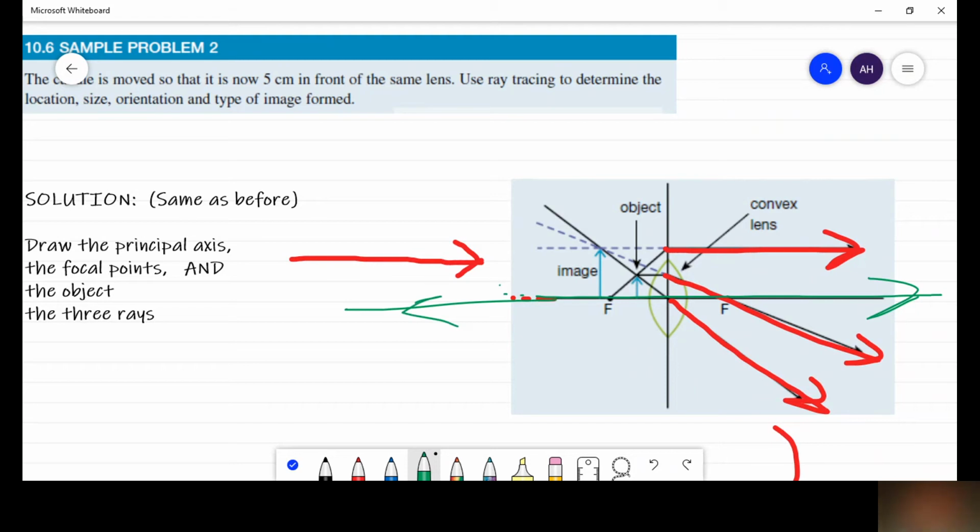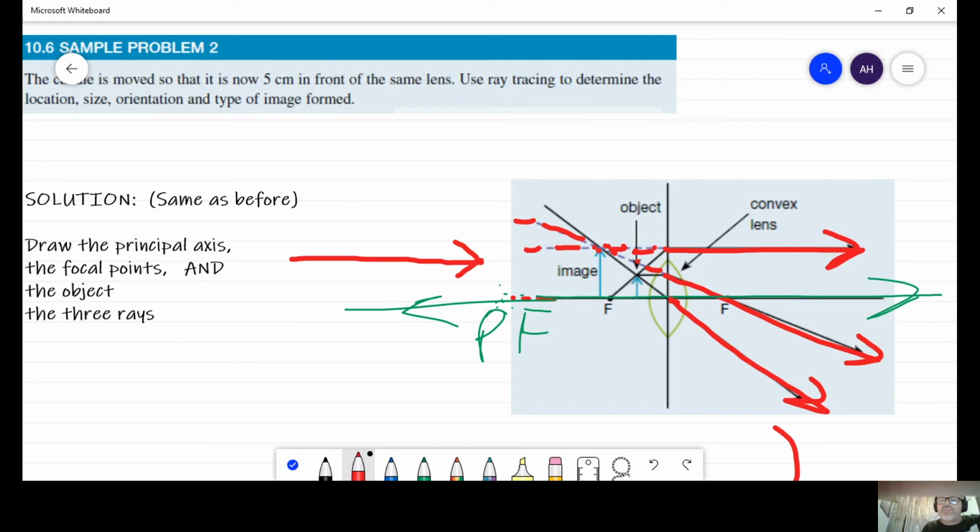That's the bottom of the image. That one stays: principal focus, principal focus, focal line. But for the rest, I've got all my rays diverging out. So now what I do is I trace them back with dotted lines. Do you see what I'm doing? I'm forming where the image will go.